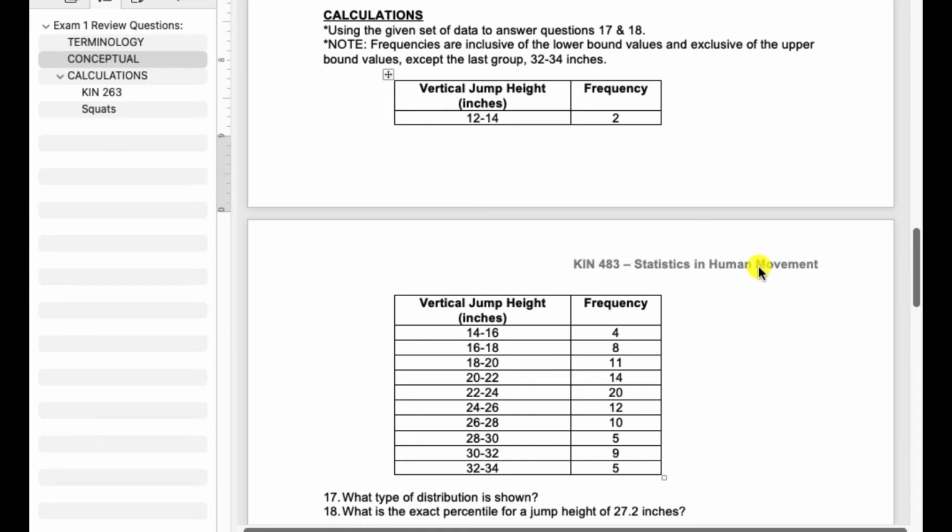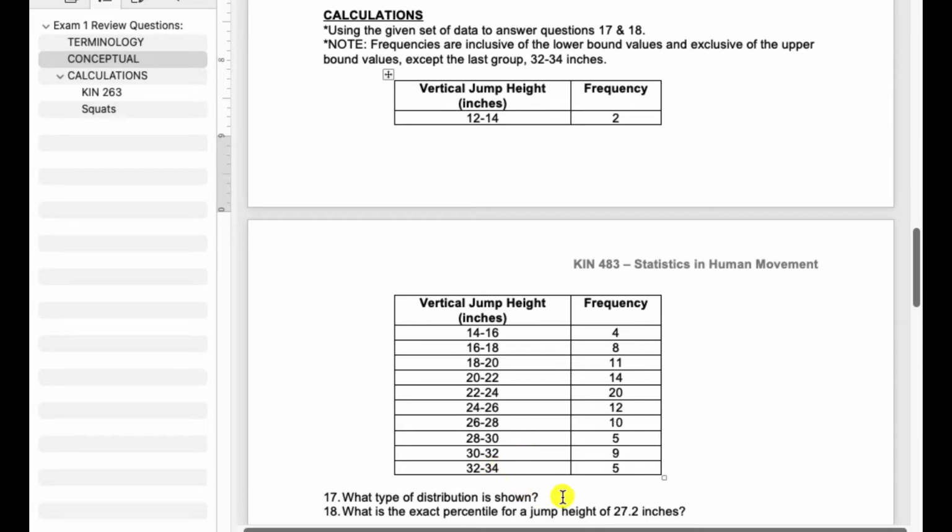For the calculation section, I've given you a frequency distribution that has frequencies already calculated for vertical jump height intervals of 2 inches from 12 to 34. So all of these frequencies are inclusive of the lower bound and exclusive of the upper bound, since all of these upper bounds have been repeated, except for the final group, which is inclusive of 34.